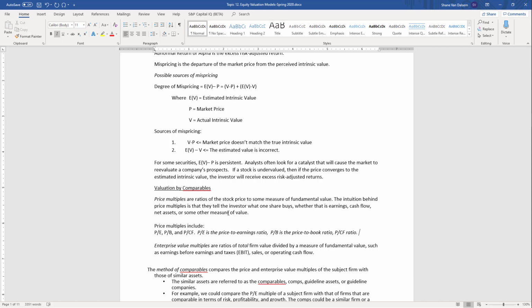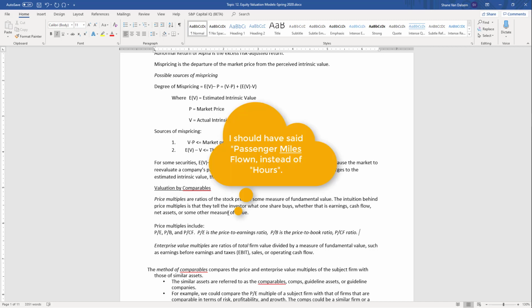You can also use this with things like trucking companies with the number of miles driven, airlines, number of passenger hours flown. So anything where you can divide it up based on an individual metric of what the company does, you can use that enterprise multiple valuation for.